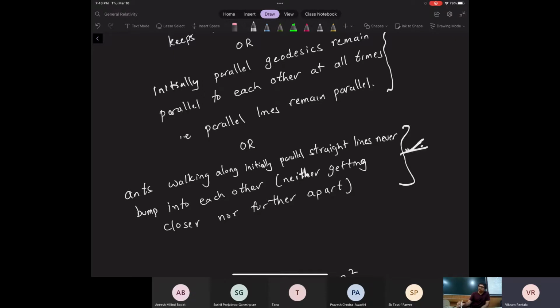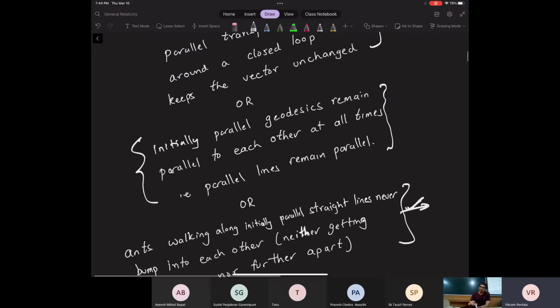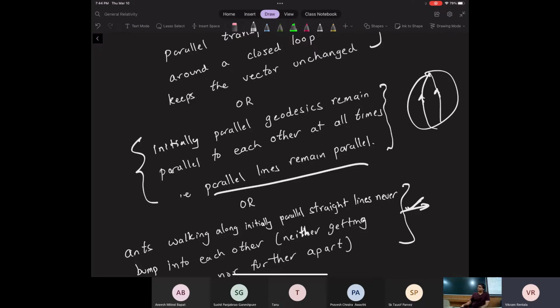So this is basically the intuitive idea, which is saying the same thing here. Initially parallel geodesics. So if you take geodesics on the surface of the Earth, initially near the equator they are parallel, but as you get to the North Pole, they come closer together. Okay, so geodesics can either come closer or move away from each other. That is, they don't always remain parallel to each other.